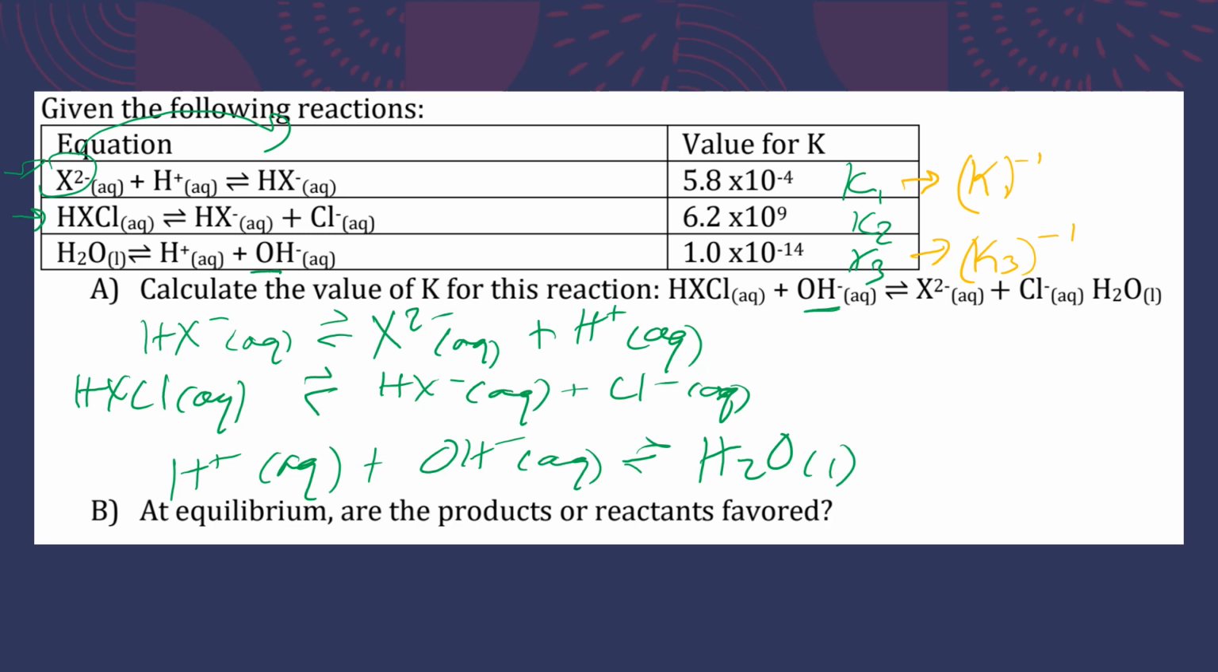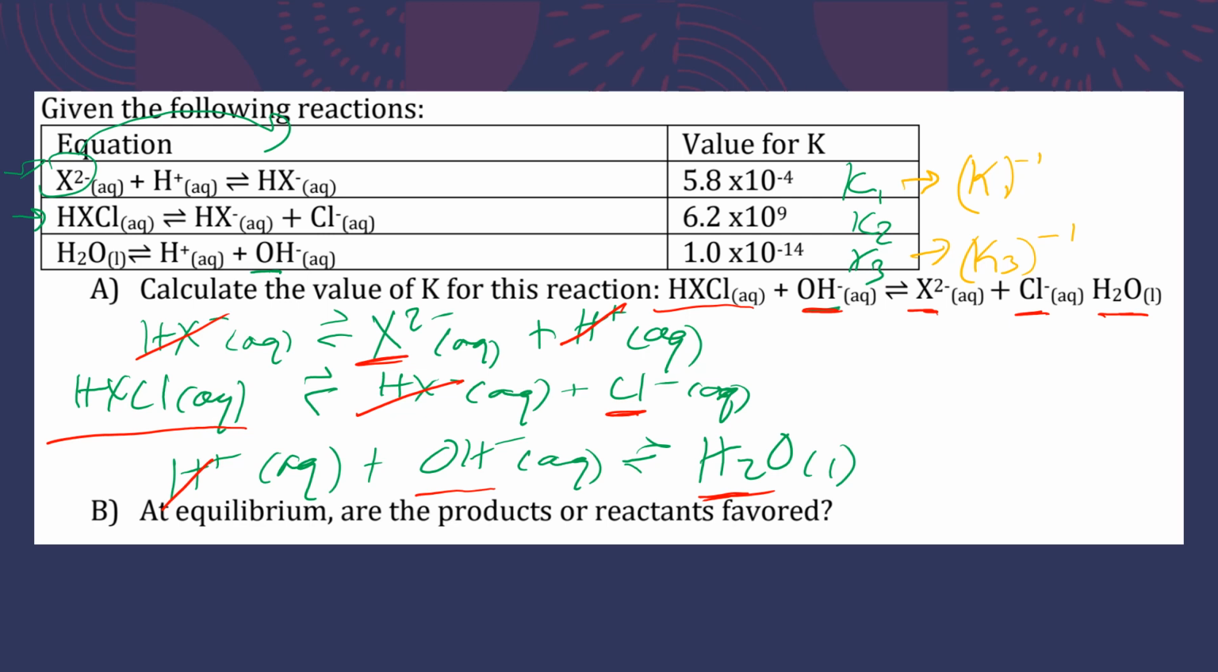So my HCl is where I need it to be. My OH- is where I need it to be. My X2 is on the product side. My Cl- is on my product side, and my water is on my product side over here. So that means that my HX-'s canceled out, as well as my hydrogen ions. Very good. So keep that in mind.